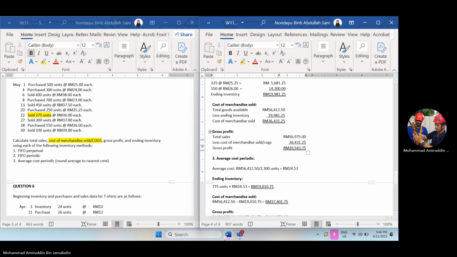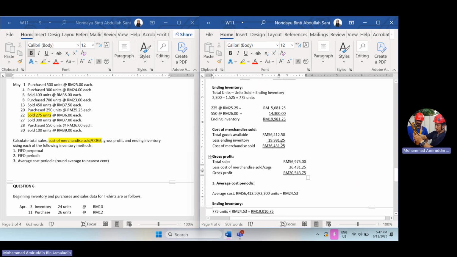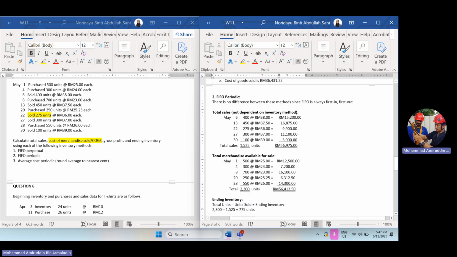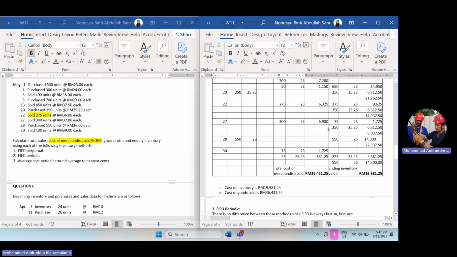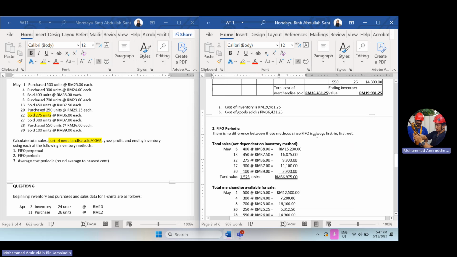You put what? Which one? Cost of merchandise. This one, this is computation under periodic. If we use perpetual, yes, here in the table. If you use periodic, we compute sales value. If you use perpetual, we don't compute sales value. That's a different if you ask me on the sales part.